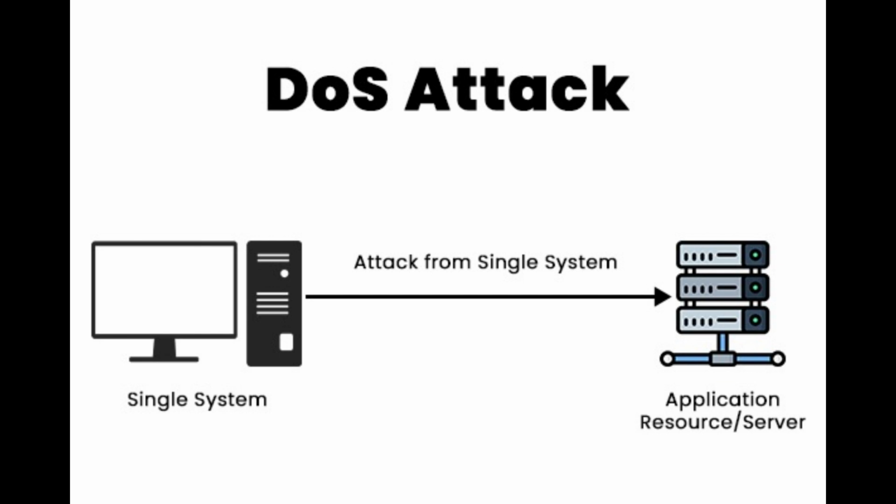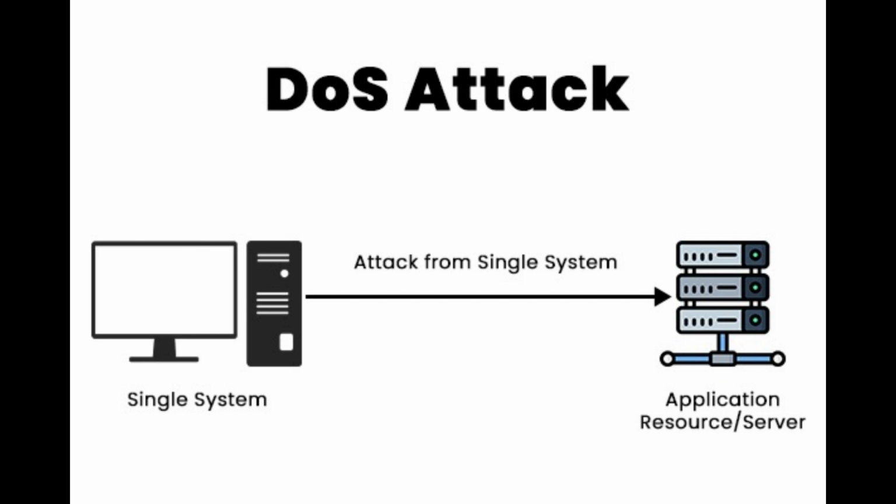For example, an attacker might send an overwhelming number of ping requests, called a ping flood, to a server, exhausting its resources and causing it to crash. While effective, DOS attacks have a major limitation: they come from a single source, making them easier to detect and block. Now, let's level up.